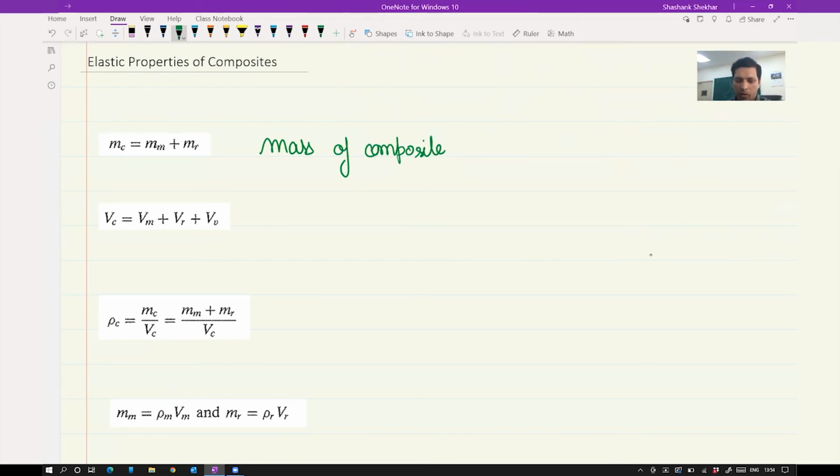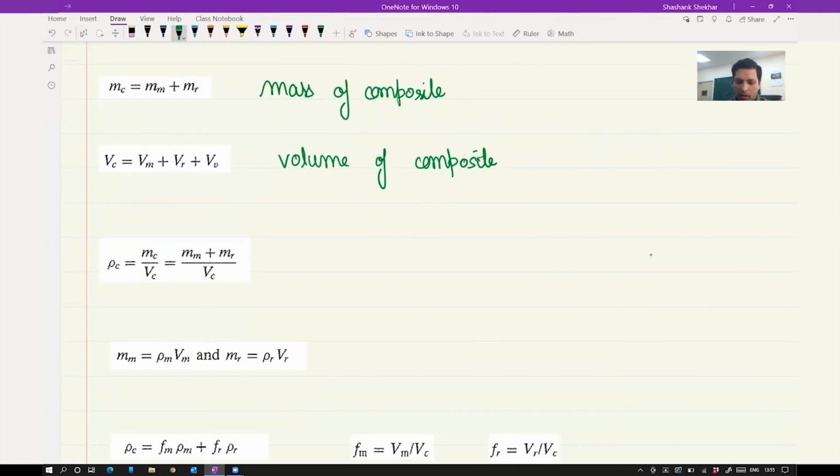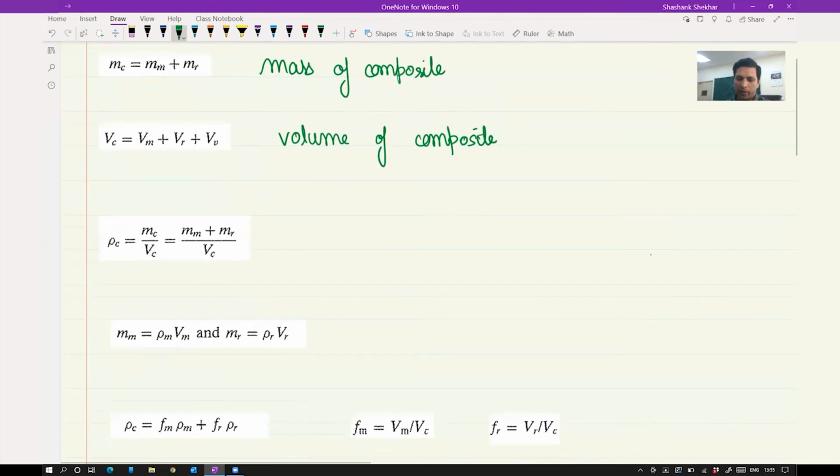Now when we come to volume, matrix and reinforcement are of course there, but along with that there may also be some defects or voids. So you also have to take the volume of those voids, and that will form the total volume of the composite. Of course, voids don't have mass, and that's why it's not added in the previous equation. Based on this, we can say that the density of the composite is equal to mc by vc, which is equal to mm plus mr by vc, where vc also includes voids.